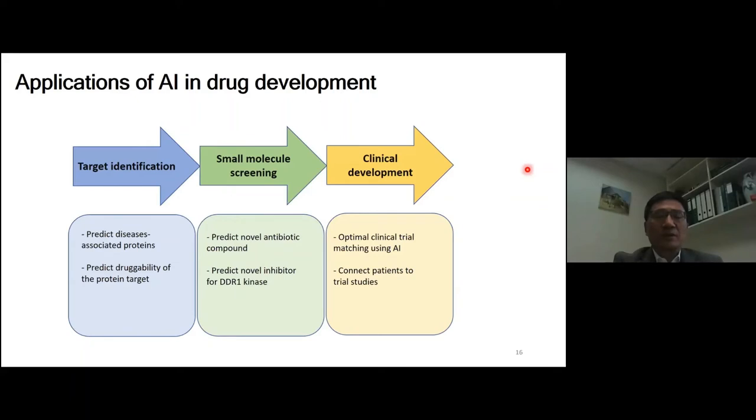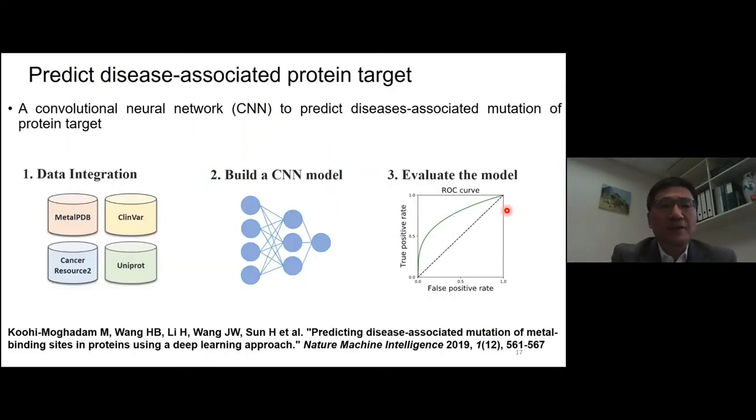And so here I give you the flow chart, for example, of the application of AI in drug development. So we need to identify the drug target and then screen the small molecule data bank. And if possible, we can even use virtual screening to predict what those potential compounds are. And clinical development. And how can we predict the disease associated proteins? And which of those proteins could be potential drug targets? So before we go a little bit further, I use this recent work as an example to predict the disease associated protein targets.